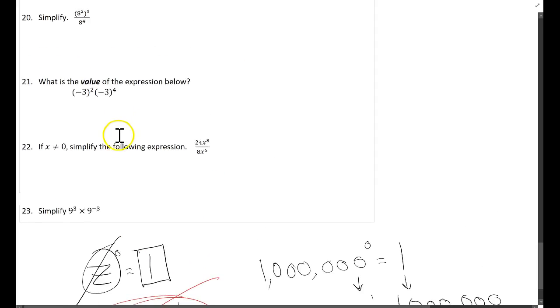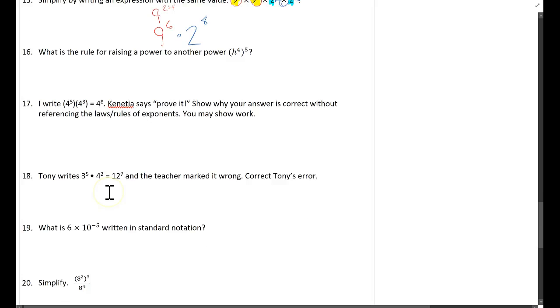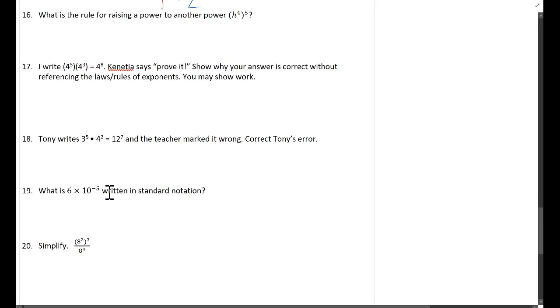The expectation is that you finish the remainder of this with the time remaining. You are working 100% silently, and you are raising your hand with any questions. Thank you all.